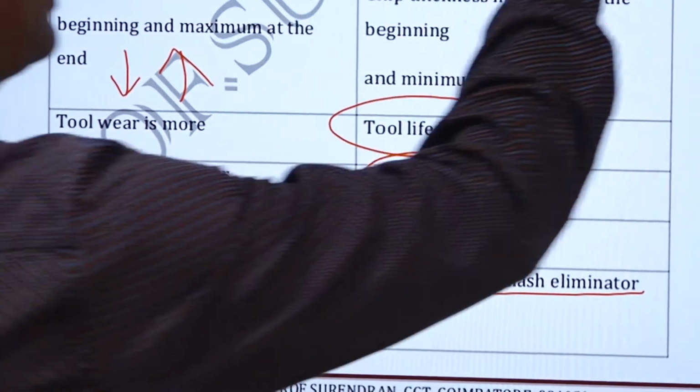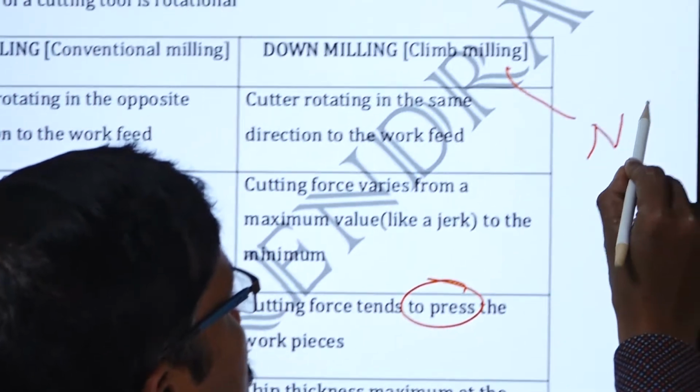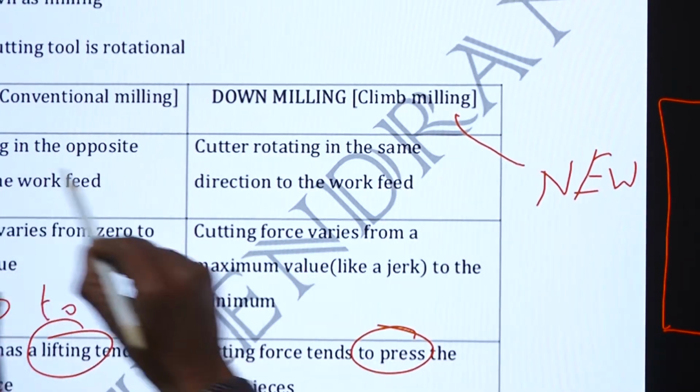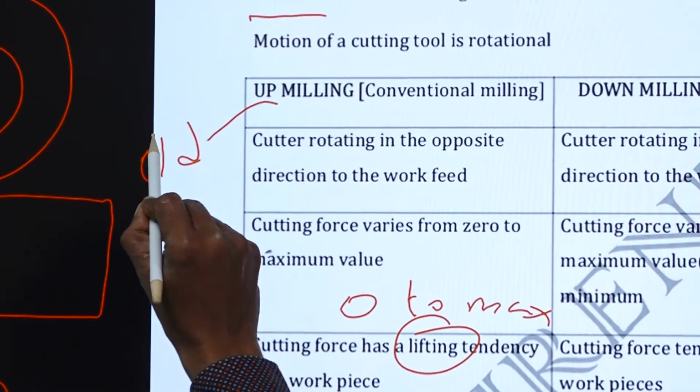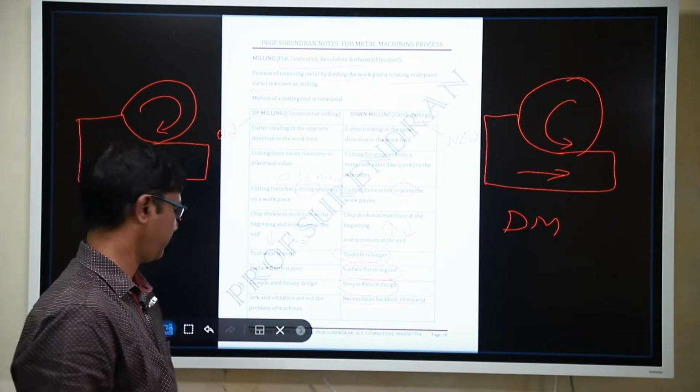So down milling or climb milling can be used for only new machines. The up milling can be used for new machines as well as old machines.